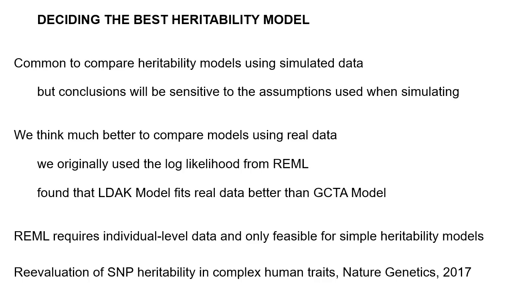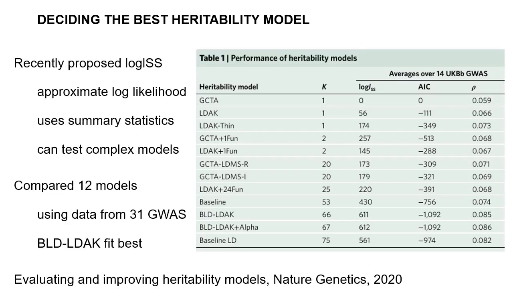While this is valid, it has limitations because GREML requires individual level data, and it's only feasible for simple heritability models. Therefore, in our most recent work, we proposed something called log-LSS, which is an approximate log likelihood that can be computed using only summary statistics and for all heritability models, no matter how complex. We use this to compare in total 12 different heritability models based on how well they fit data from 31 different GWAS, and this table shows a summary of the results.